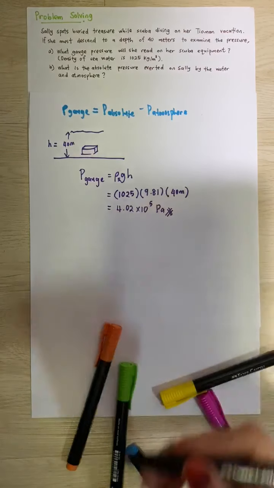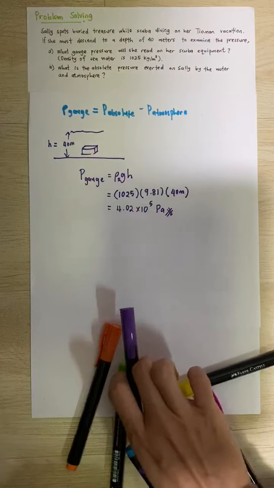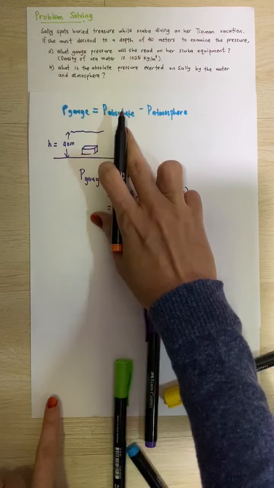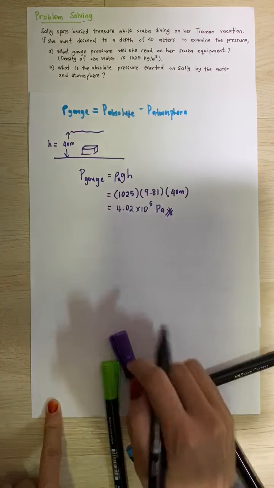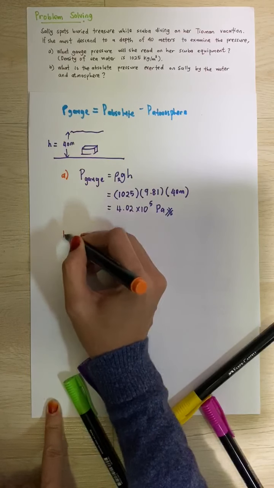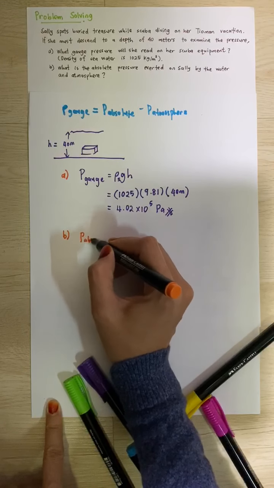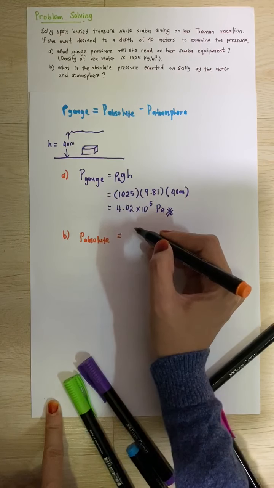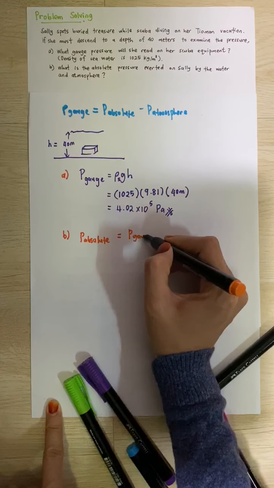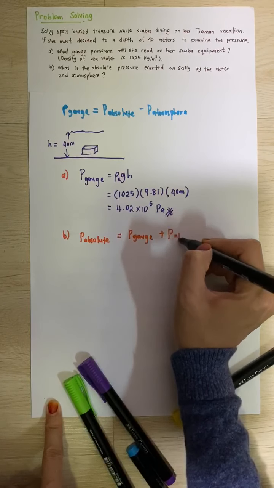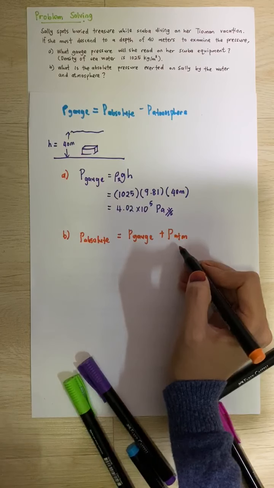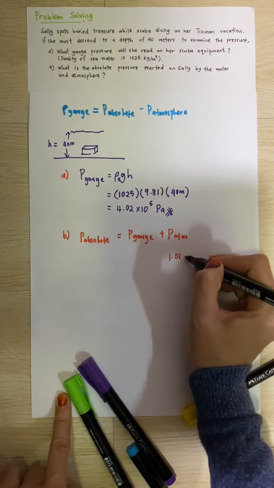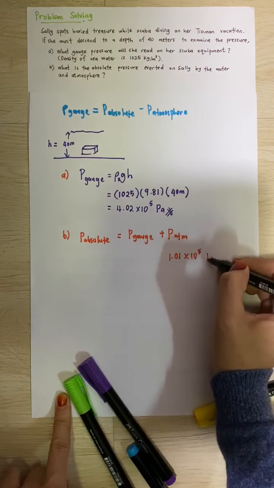Okay, next the question asks to find the absolute pressure. From this definition, we can find that this one is A and this one is B. For absolute pressure, it is equal to P gauge plus P atmosphere. The atmospheric pressure is always constant, which is 1.01 times 10 to the power of 5 Pascal.